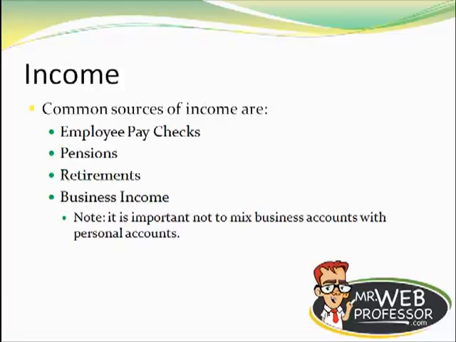So let's look at income. What are some common sources of income? Well, your paycheck as an employee, your pension if you receive a pension, retirement accounts or retirement withdrawals from a retirement account. Also business income. But just a little note here, when it comes to business income, you want to make sure that you're not mixing your business accounts with your personal accounts. You want to keep your business accounting separate from your personal accounting. Although you may need to pay yourself from your business accounts, the overall business expenses should be kept separate from your personal expenses if you run a business.